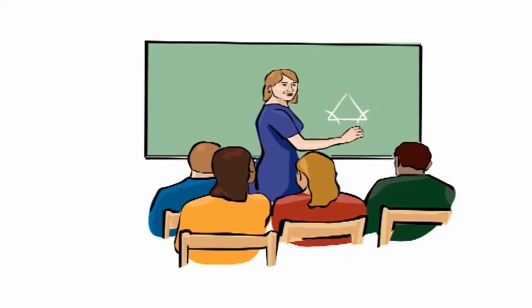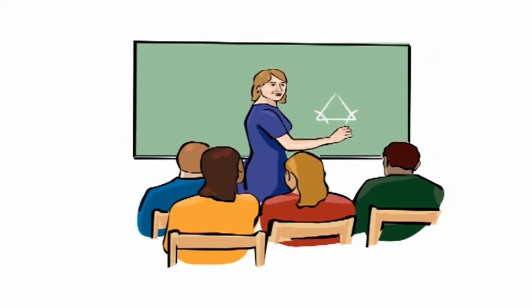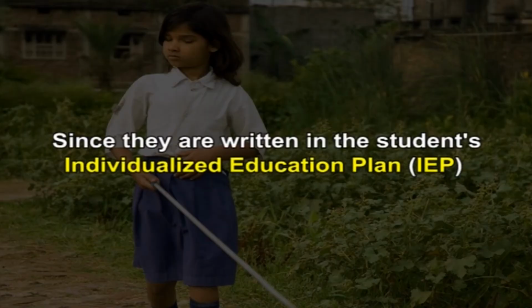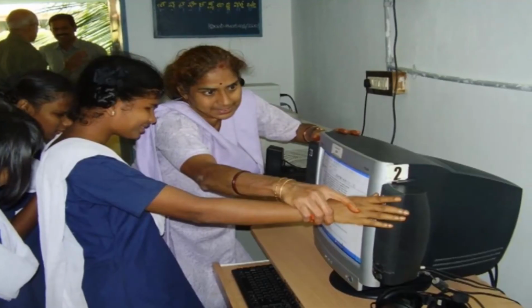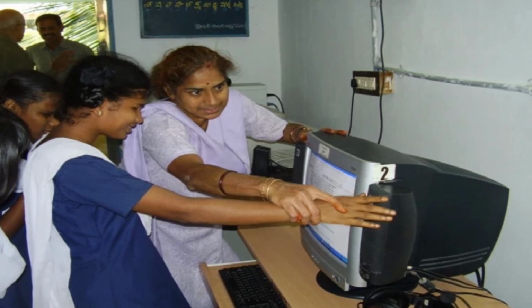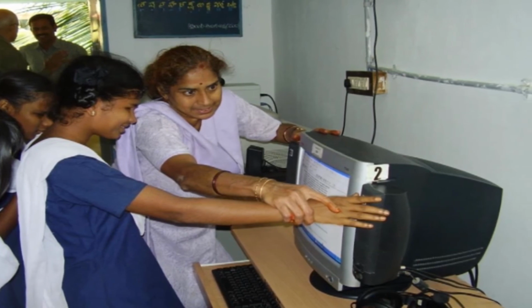Check the student's folder for the modification sheet. This will tell the classroom teacher what specific modifications need to be made in the classroom. Remember, these modifications are required since they are written in the student's individualized education plan (IEP). Contact the teacher of the visually impaired if you have questions or need suggestions for your particular room.